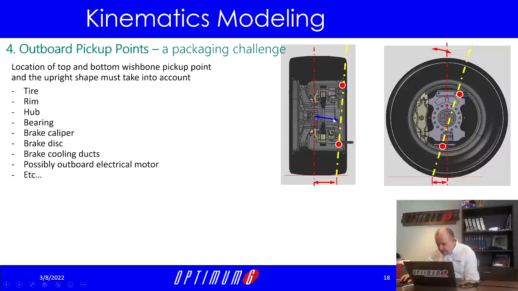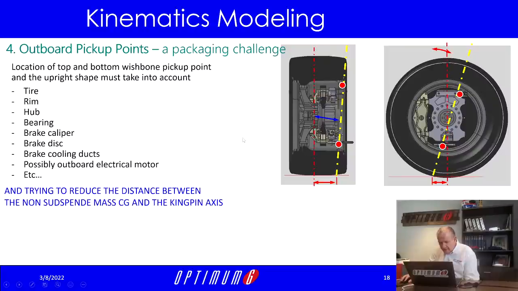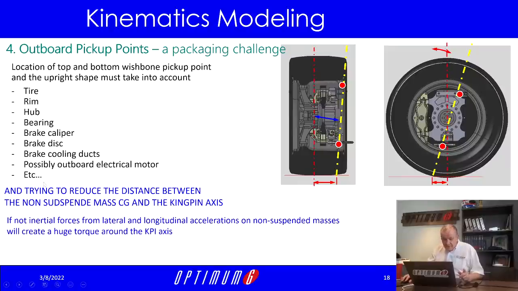But there is one thing that you have to be very careful about, and a lot of people don't care about that enough. That's the distance from the non-suspended mass CG to the kingpin axis. Why? Because when you are braking, the non-suspended mass is not zero. And when you are braking, the wheel wants to continue forward, or when you accelerate, it wants to go backward relative to the chassis. That is going to create an MZ that is even bigger for this inertial force on the non-suspended mass than the distance between the center of gravity of the suspended mass and the kingpin axis is. So you're going to have to be extremely careful with that. You try to reduce the distance between non-suspended mass CG and kingpin axis.